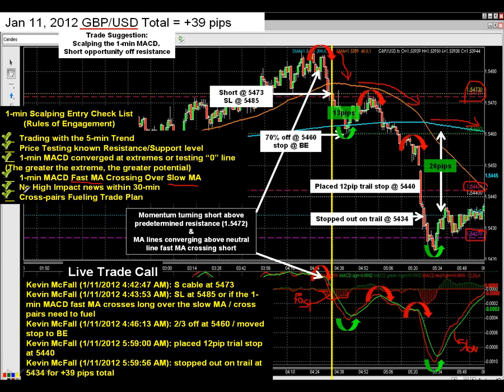And make sure there's no high impact news coming out, and our cross pairs fueling the plan. In this case, we had dollar strength coming into the market. The dollar Swiss moving long, so we know that we have a good opportunity for the sterling to weaken here once it breaks down through this previous resistance.